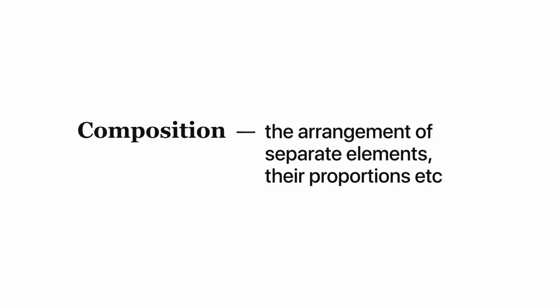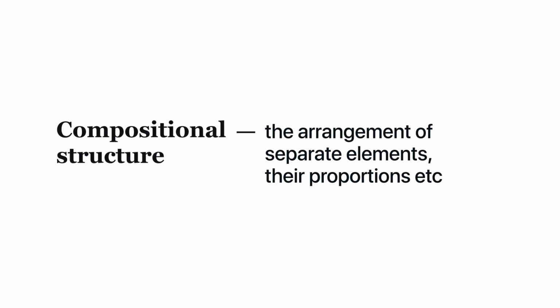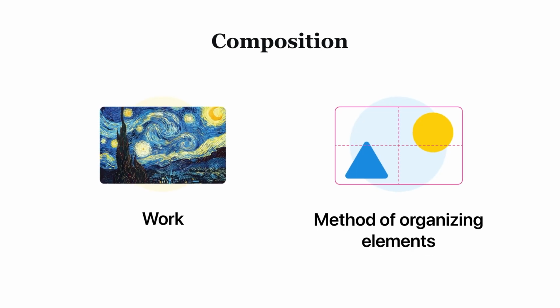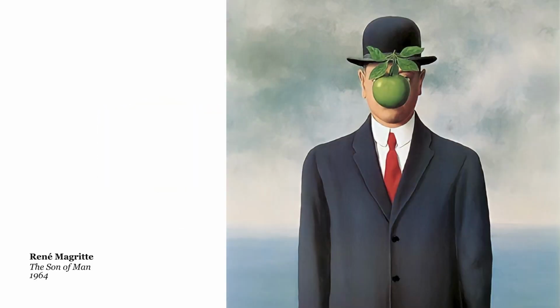However, in graphic design, the term composition also refers to the arrangement of separate elements, their proportions, and other such factors, which could alternatively be called compositional structure or composition organization to avoid confusion. But using the word composition to mean compositional structure is pretty correct. Depending on the context, composition can refer to a work as a whole or to its individual characteristics. So, we've learned that every composition, whether it's a work of art or a design, represents a specific idea. But how exactly does it do that? Well, each type of composition has a variety of tools to achieve this goal. We'll delve into these tools in the next lesson.